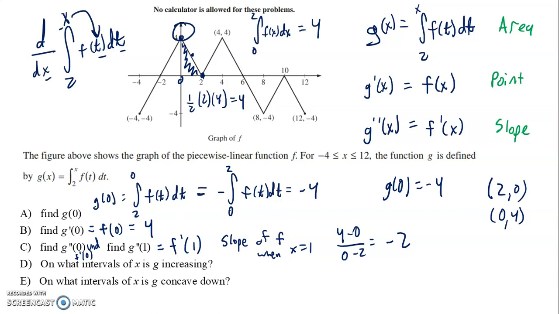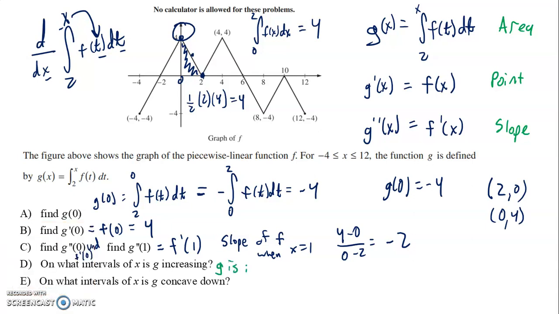Okay, to answer whether g is increasing or decreasing, or if g is concave up or concave down, we want to think about the derivative of g or the second derivative of g, and then how those relate to f, and then look at the graph and answer it. So on what intervals of x is g increasing? I'm going to switch colors so we can follow it a little better.